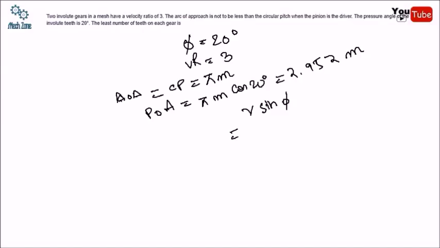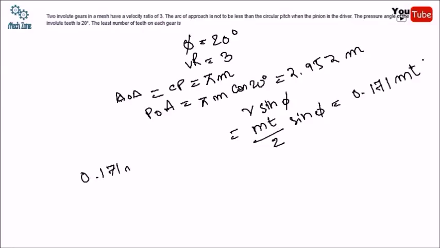So small r can be written as small m t by 2 sine phi. So this is nothing but 0.171 mt. So 0.171 mt is equal to 2.952, because we have been given that the arc of approach is not to be less than the circular pitch.